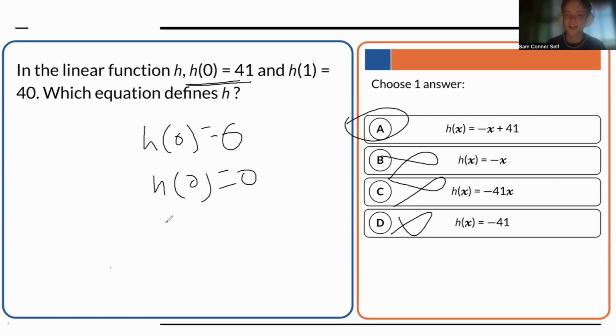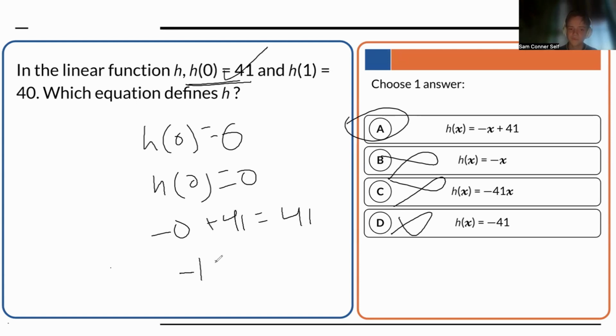And then if you want to double check how you got to A, negative 0 plus 41 is going to be equal to 41. So that would make this true. And then we plug in negative 1 plus 41, which is going to be equal to 40, which would make this true, which would make A the correct answer.